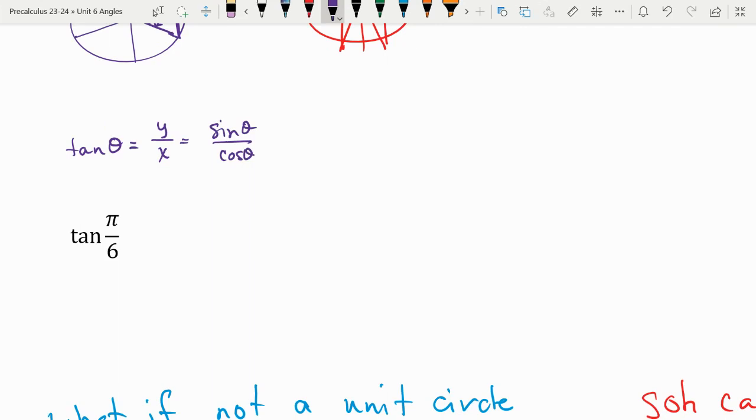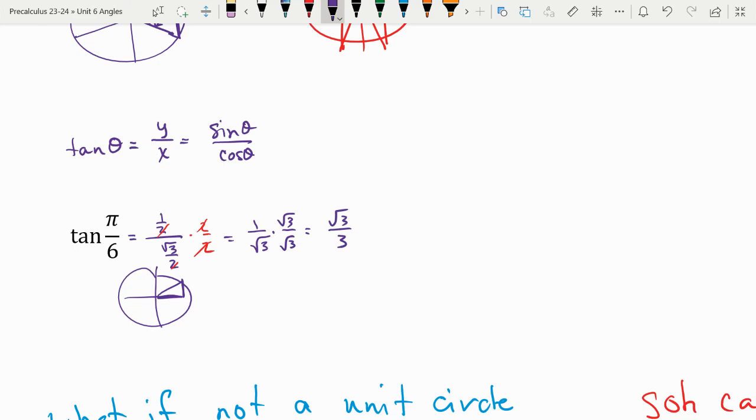So for tangent of pi over 6, here's my pi over 6. The y is 1/2. The x is root 3 over 2. And now I just reduce my fraction. Multiply by a form of 1 to reduce my denominators. And I get 1 over the square root of 3. Do I leave the square root in the denominator? So I'm going to multiply by root 3 over root 3. But I still started with the 1/2 over root 3/2.